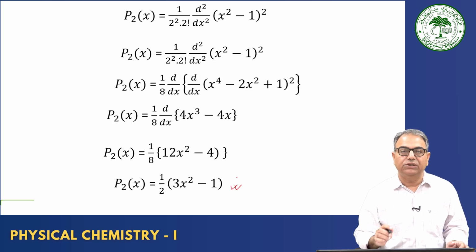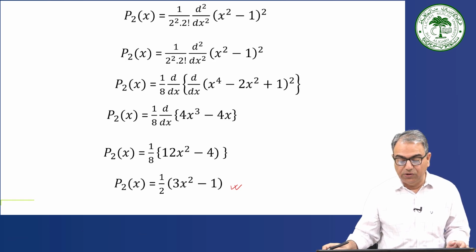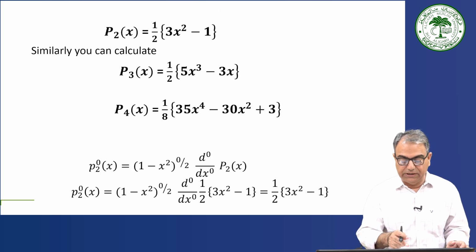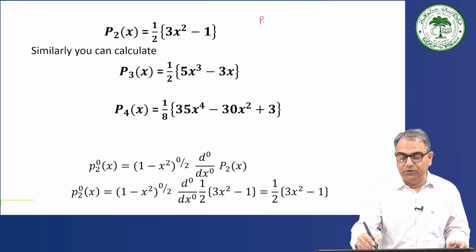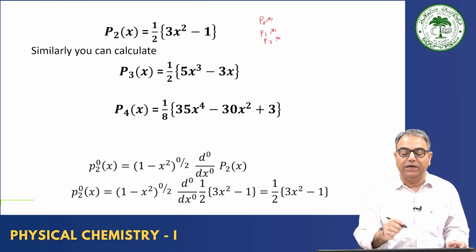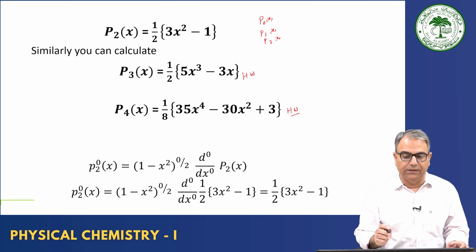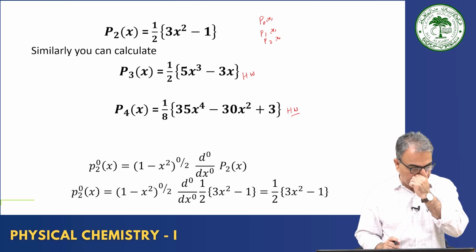For your convenience, just to make you more acquainted with these calculations, the rest of the calculations you will do on your own, but the simple initial calculations I have done. So P2x is known, P3x is known, P4x value I have calculated. P0x, I calculated P1x, I calculated P2x, okay, and P3x, P4x I have given you the value. You try to do it, and this is your homework. See whether you get this value or not. You will get it, because these calculations are very simple differentiations you have to do.